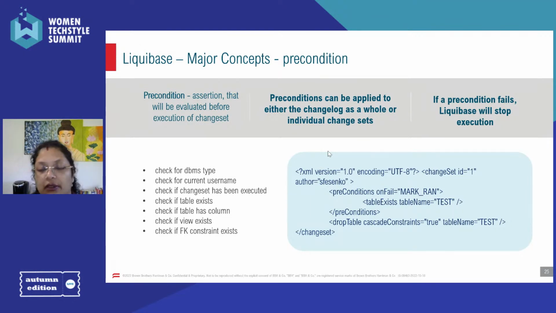So this is a sample precondition check, which just basically says that if the table exists, then drop it. It's just a hypothetical. You can very well do create or replace on a table. Just a hypothetical example to show you the precondition capability.